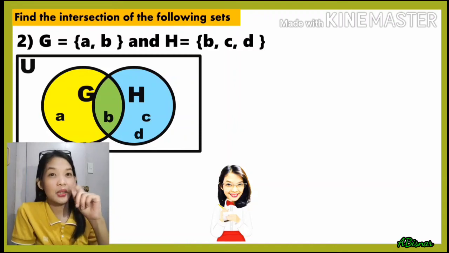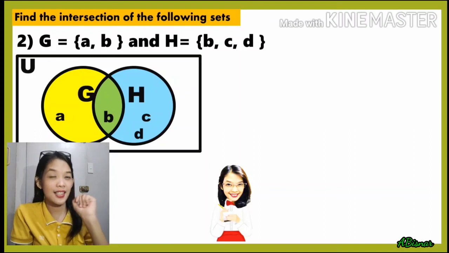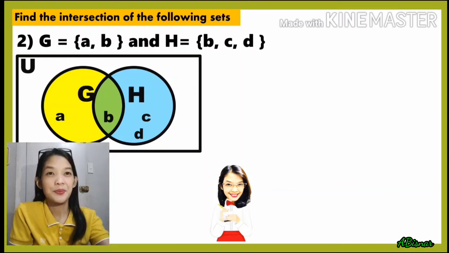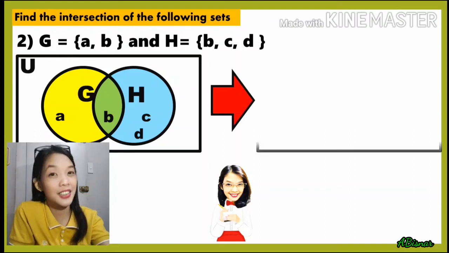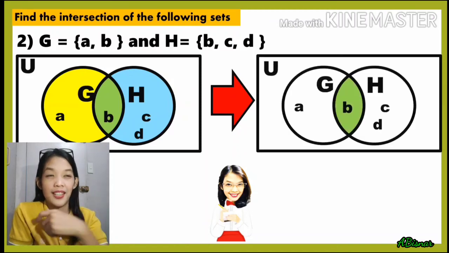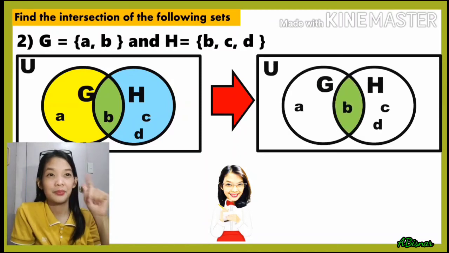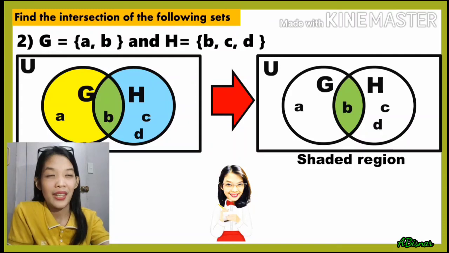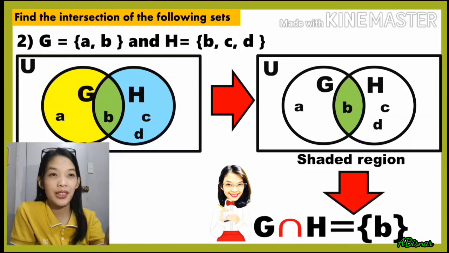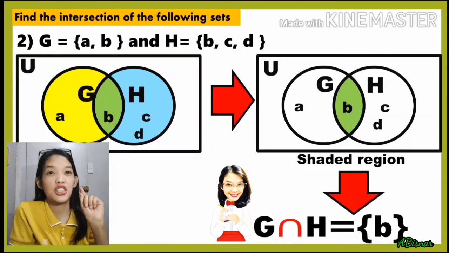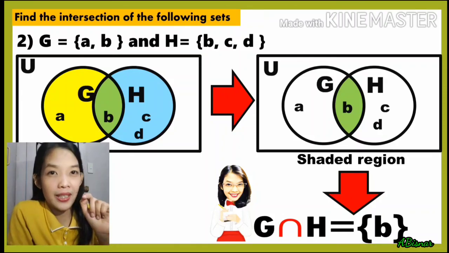Let us have number 2. Set G has the elements A and B. And set H has the elements B, C, and D. So, the intersection will be the shaded region. And the shaded region is? That's correct. And therefore, the answer will be the intersection of G and H is B.